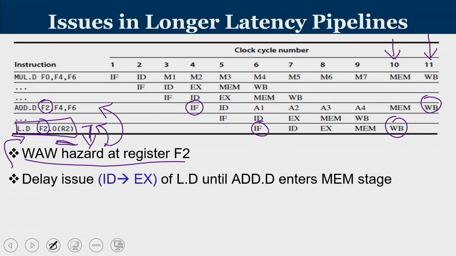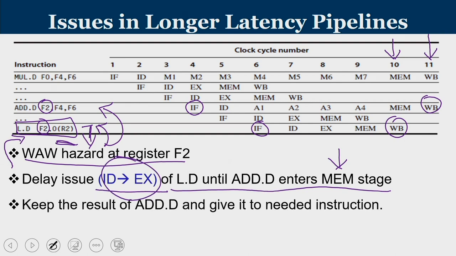This also can be done by a delay issue in IDEX of the load until add has reached the mem stage. So you have to make sure that the add is reaching the MEM stage. Once it reaches the MEM stage, then it is defined, because within one cycle you will reach the write back. So delay all other subsequent instructions such that they all will reach the write back at the same time. Or keep the result of add.d and give it to the needed instruction.